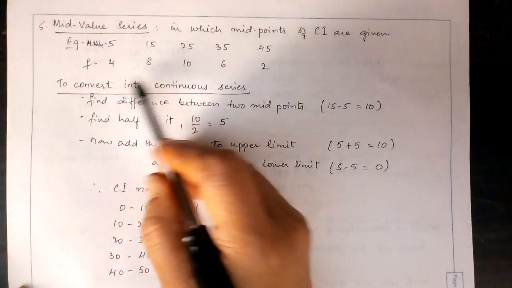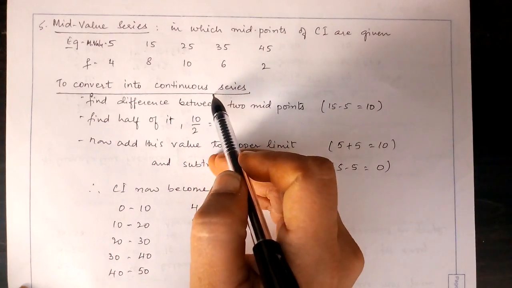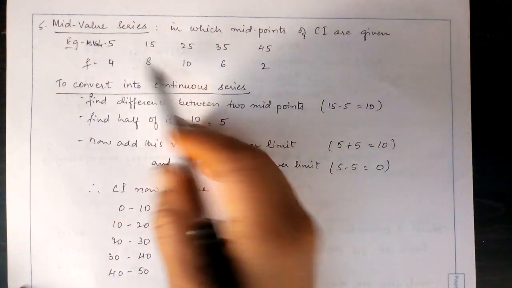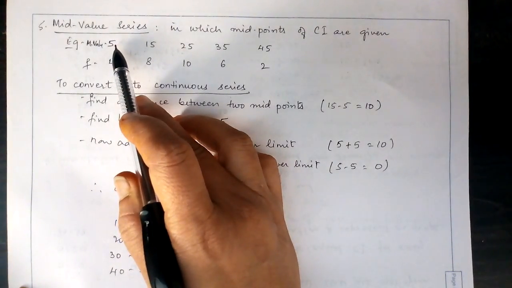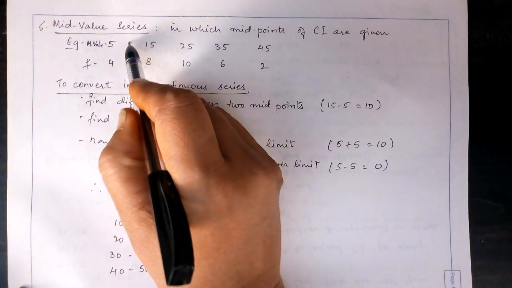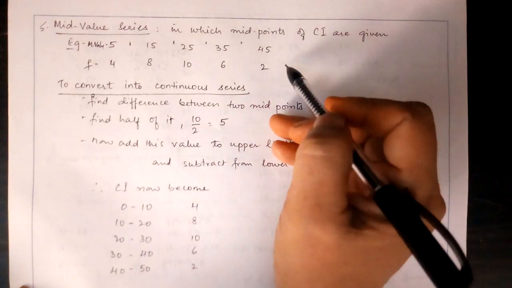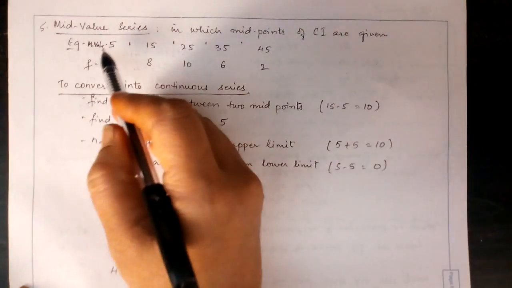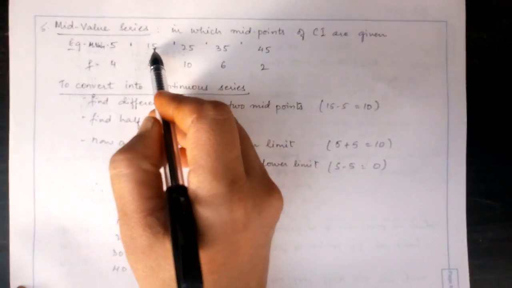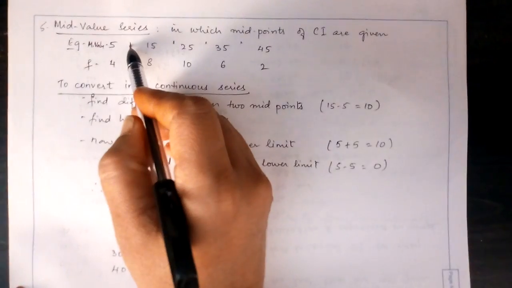Now we need to convert this mid-value series into a continuous series. So what do we do? Since these are mid-values, the class interval would lie somewhere in between these, isn't it? The limits would lie somewhere between these. So what we do is, we will add these two and find the mid-value, that is divide by 2.